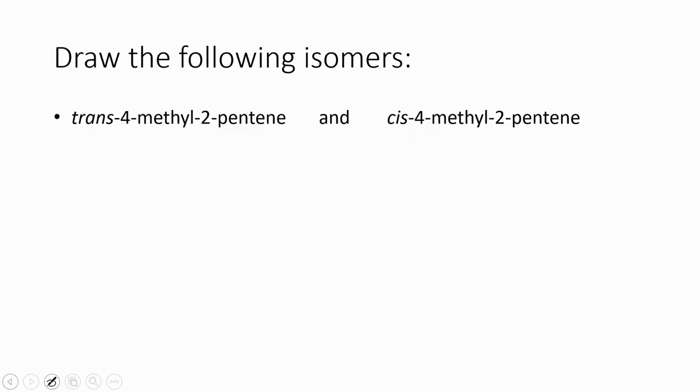All right, go ahead and try to draw these. One is the trans 4-methyl-2-pentene isomer, and the other one is the cis 4-methyl-2-pentene isomer. Both of these have the same number of carbons and hydrogens. You should be able to figure out the parent chain and where the side chains are and where the double bonds are based on what we've already talked about. So see if you can draw these. I'll give you a minute.